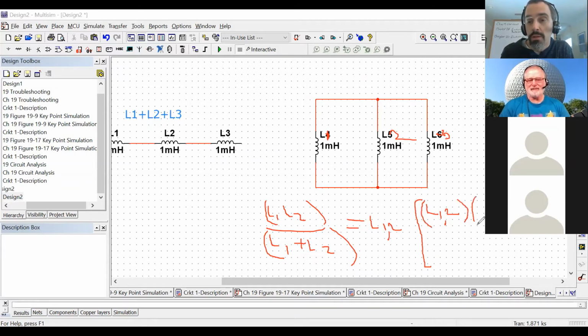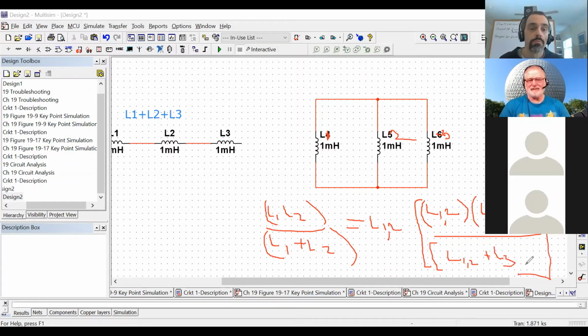multiply that by, because I'm just keeping this parenthesis here so it's not confusing, L3 over L1 comma 2 plus L3. That works that way too. Different ways, everything gets there. It gets there, right? Mathematics is fun.